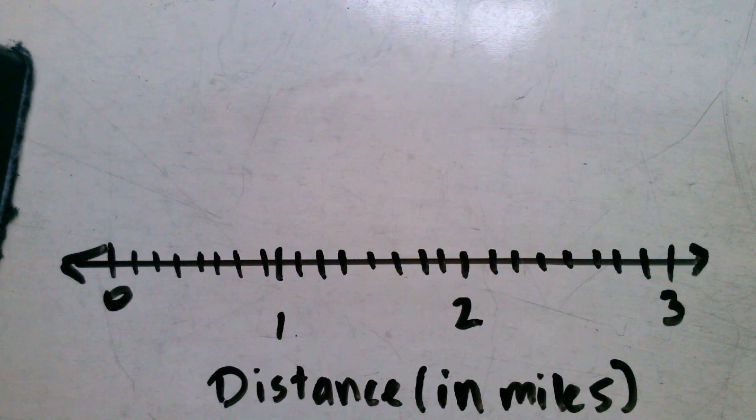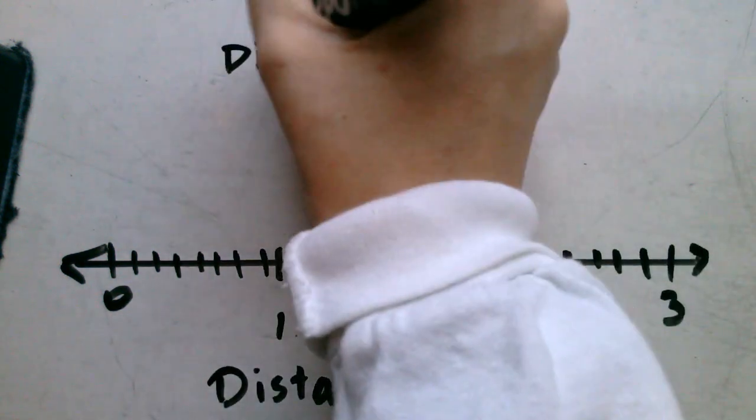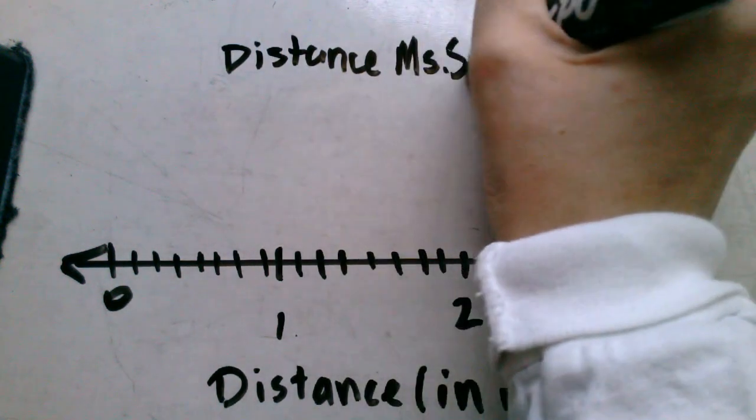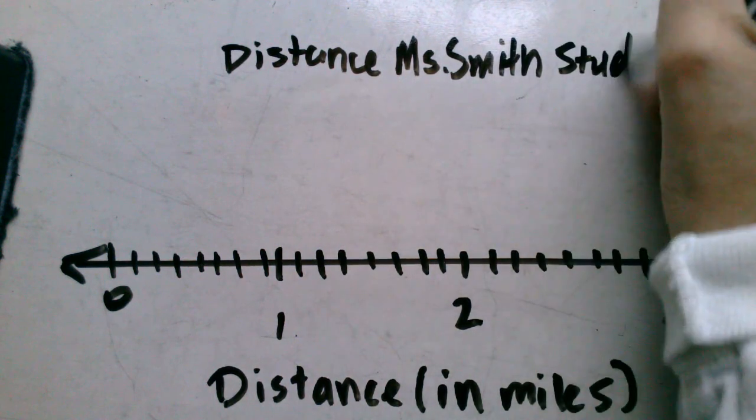Now that we have that label, we also want to add the title of our graph. So we know that this is looking at students in Miss Smith's 4th grade class, but specifically how much they ran. So let's add our title, distance Miss Smith's students.